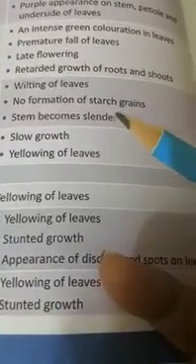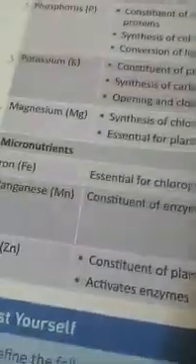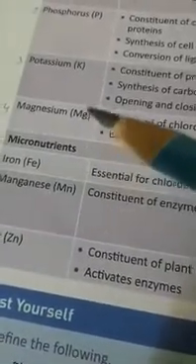Now if potassium is absent, or less, then wilting of leaves takes place. Wilting means the leaves will droop and no formation of starch grains. So they are unable to produce the starch and the stem becomes very thin. Slender means thin.